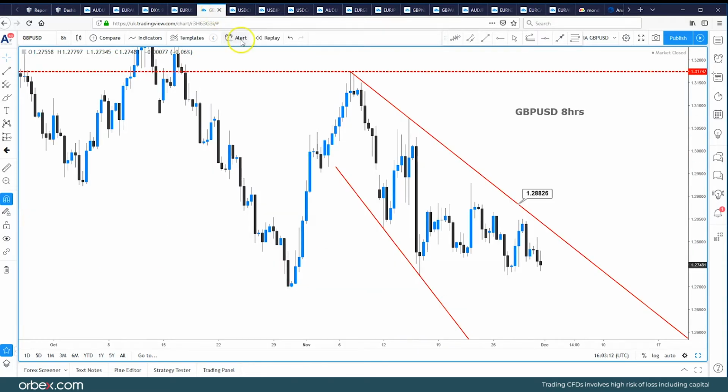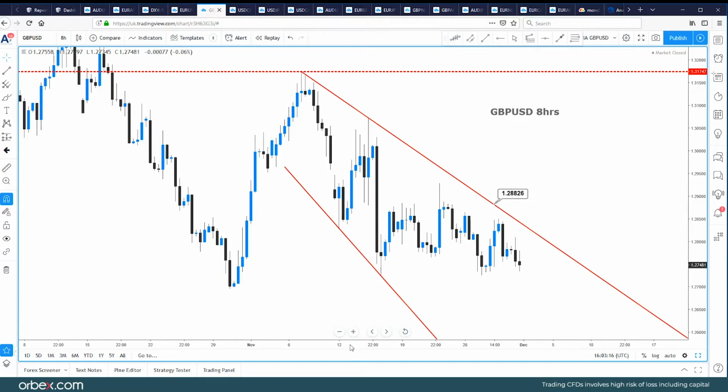Sterling dollar, we're in a large expanding wedge formation. Obviously a very tricky currency pair to forecast at the moment. The expanding wedge has a bias to break to the upside, a break of 128.37, and the measured move target is 131.75.